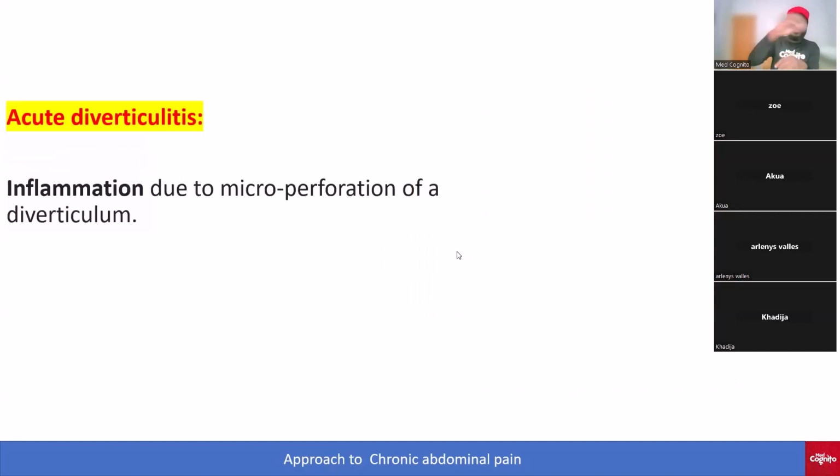Now, acute diverticulitis is inflammation. It's like itis, right? Hepatitis, carditis, meningitis. Whenever you hear itis, it is because there's inflammation. So inflammation due to microperforation of a diverticulum. So that's the hole we saw. If it becomes inflamed because there are small perforations there, then that is diverticulitis.